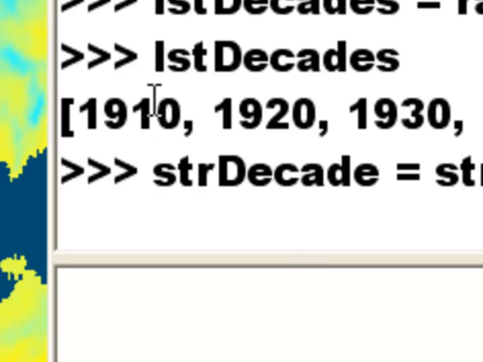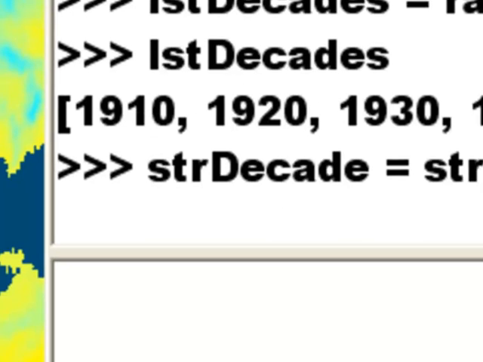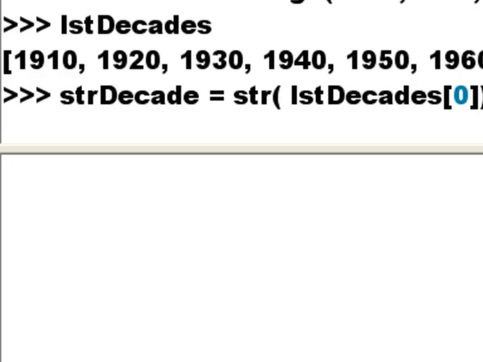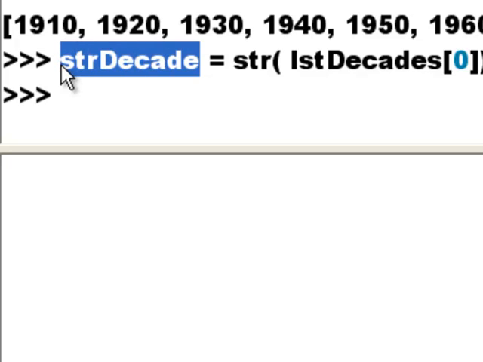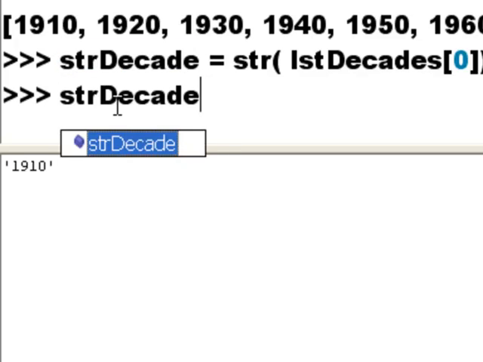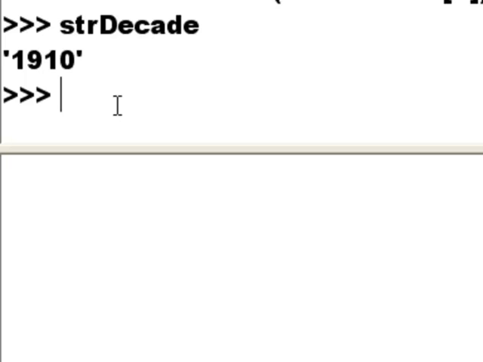Okay, so what we could do is loop through each of these decades. And what I will do is mimic what would happen the first time through that loop. The first time through the loop, the decade will be 1910. And what we want to do is grab that and convert it to a string. That creates our string variable. So now it's a string called 1910.